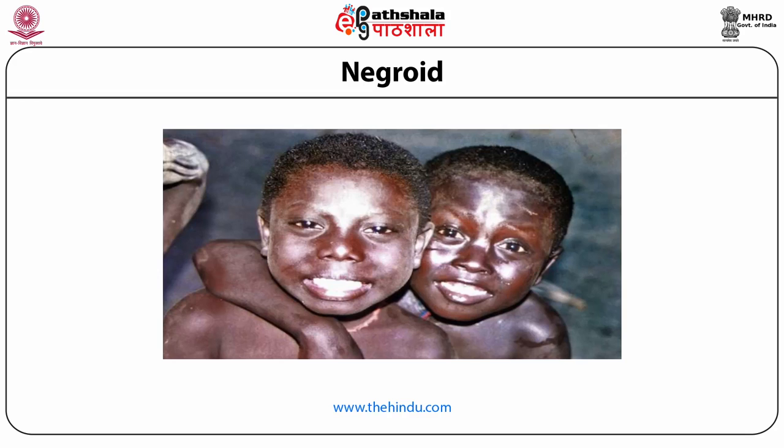The head form is predominantly dolichocephalic, with protruding occiput and a rounded face. Face is medium broad to narrow. Prognathism is very often present. Their nose is platyrrhine, and the bridge and the root is usually low and broad. The lips are thick and everted. The color of their eyes is dark brown to black.